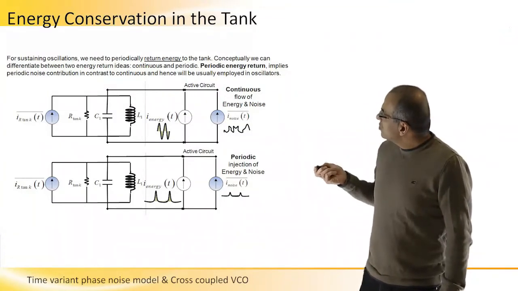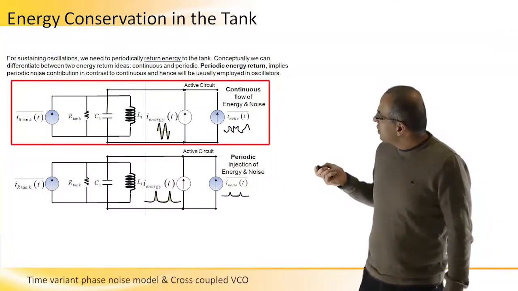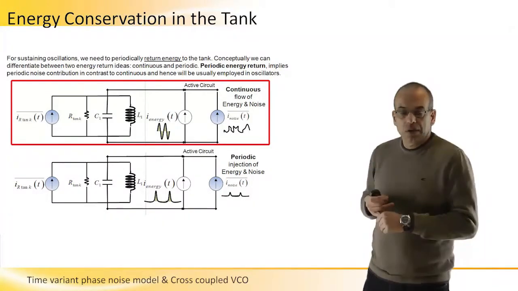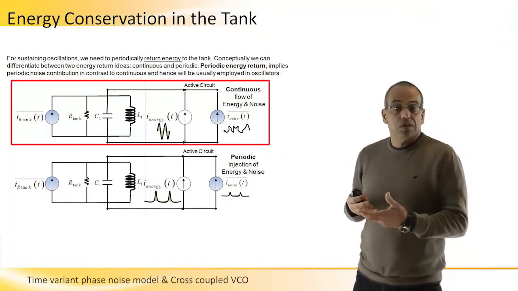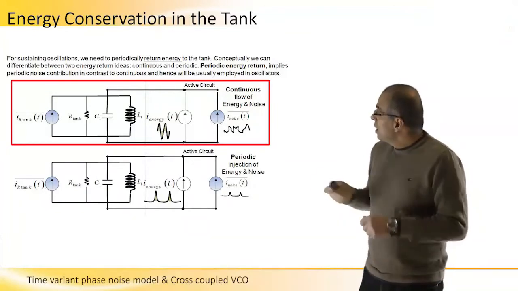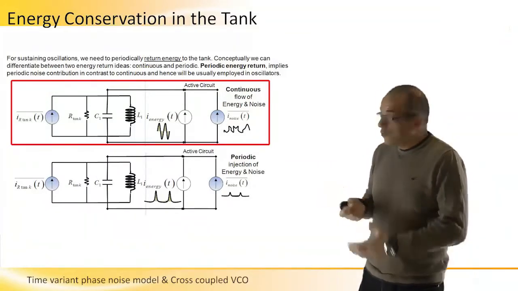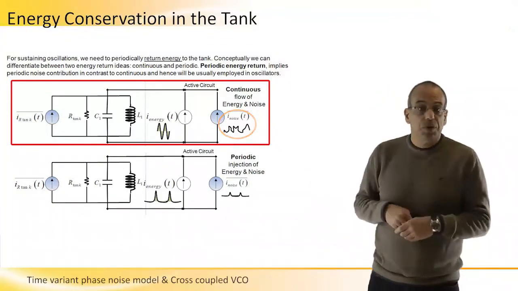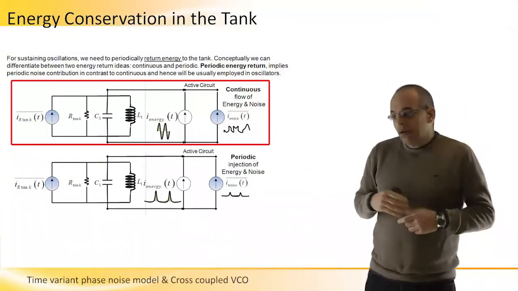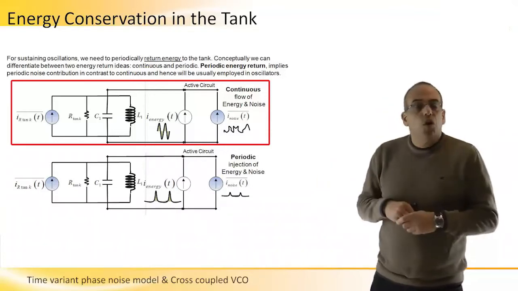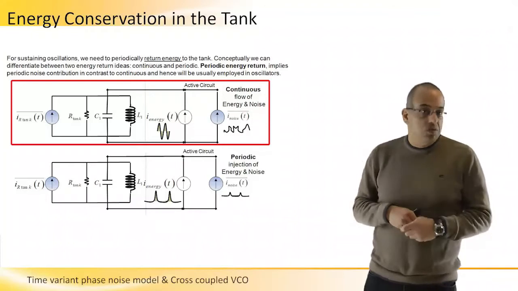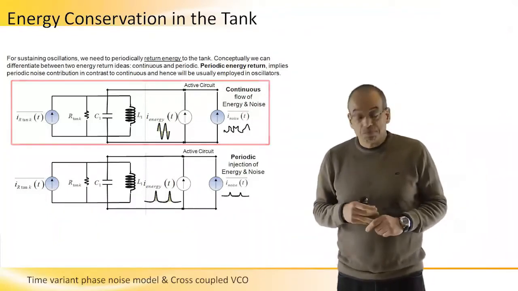In the first method, when we use an active circuit, it also contributes noise, as we mentioned before. If we inject current during the full period, we inject noise the whole period. And so qualitatively, it looks like we may be adding too much noise into the tank.